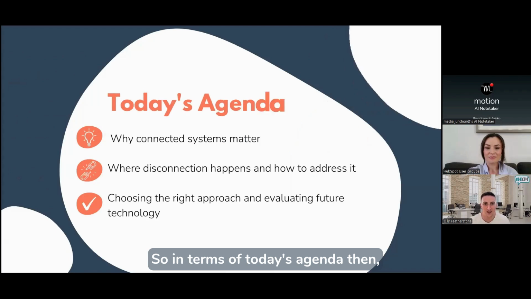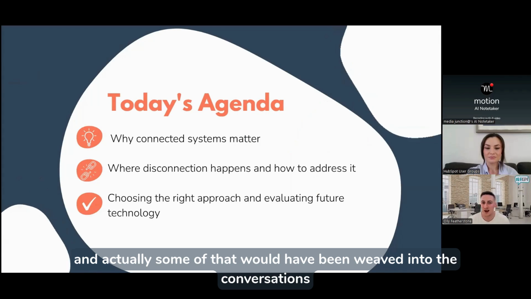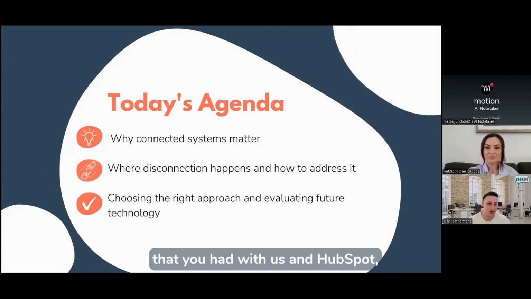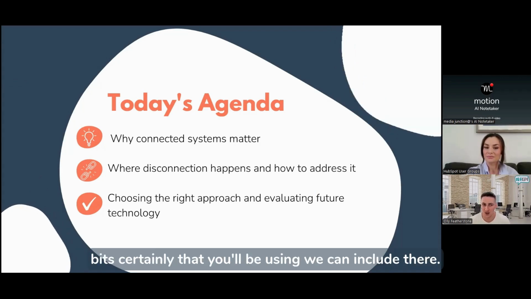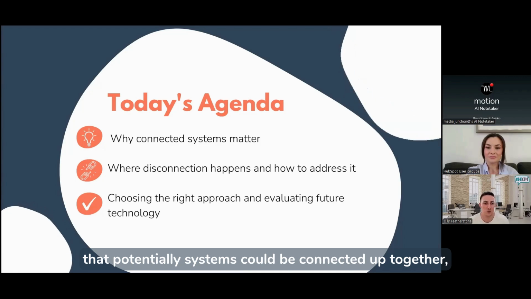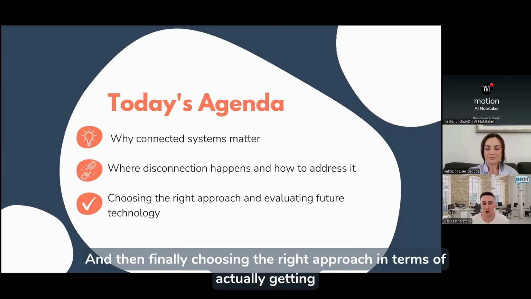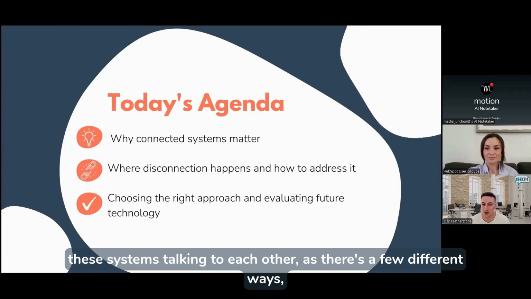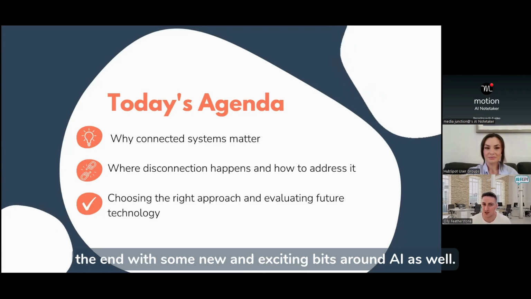So, in terms of today's agenda, we're going to start off with why connecting systems matter, and actually, some of that would have been woven into the conversations that you had with us and HubSpot and why you're ultimately there with using HubSpot. But there's additional bits certainly that we can include there. Where disconnection actually happens as well, sometimes you don't even really notice that potentially systems could be connected up together. So how to spot that. And then finally choosing the right approach in terms of actually getting these systems talking to each other, as there's a few different ways, and looking a little bit future looking towards the end with some new and exciting bits around AI as well.